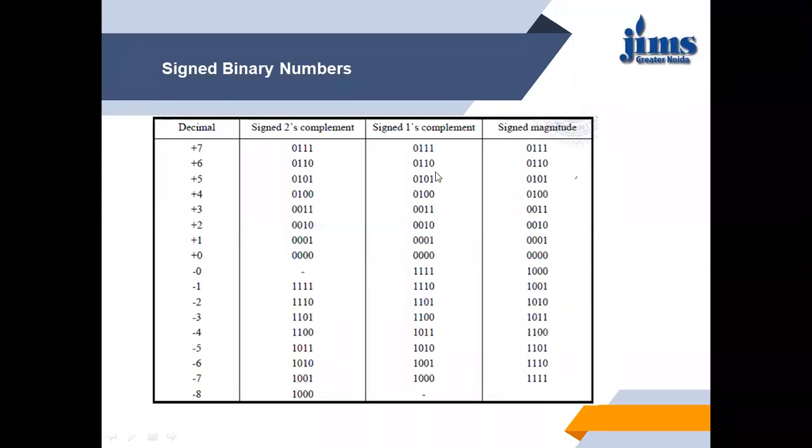Now here you can see that from +0 to +7, the ones and twos complement are the same. The beauty of twos complement, and why we use it, is that in twos complement +0 and -0 are the same, but in ones complement and in the sign magnitude representation, +0 and -0 are different things. That's why we use twos complement over ones complement and sign magnitude representation of negative numbers. That's why we use only twos complement.